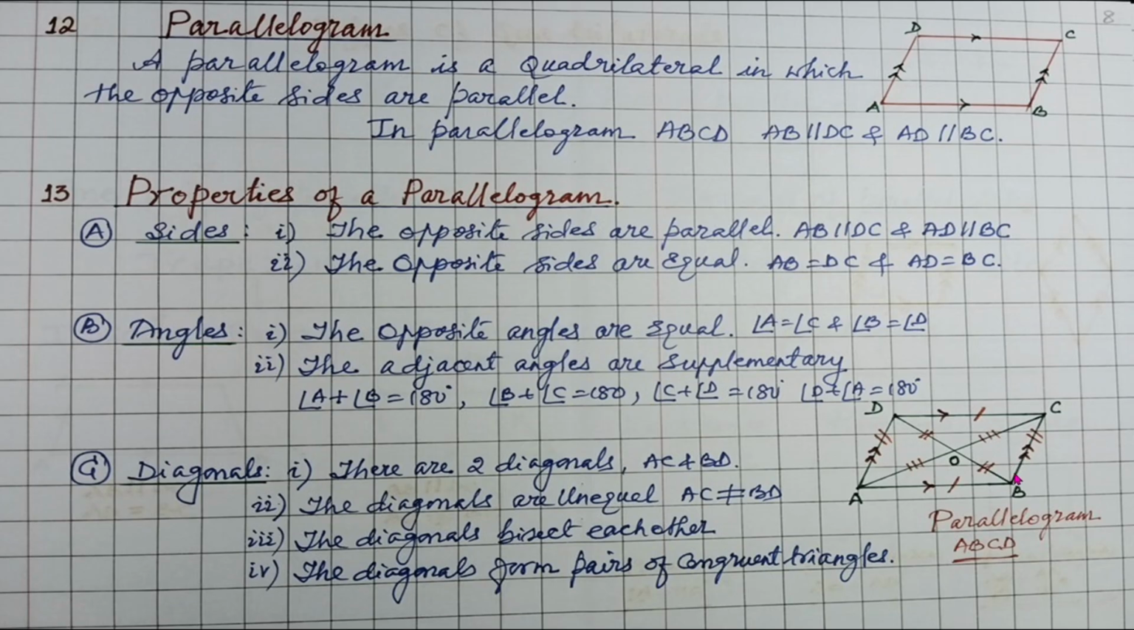The diagonals bisect each other. That means the diagonal AC and BD bisect each other. It means that the point O is the midpoint of both the diagonals, or OA is equal to OC and OB is equal to OD. Remember that. And the diagonals also form pairs of congruent triangles. These two diagonals divide the parallelogram into pairs of congruent triangles. Rather, triangle AOB is congruent to triangle COD, triangle AOD is congruent to triangle COB and so on. So please remember that the diagonals of a parallelogram divide it into pairs of congruent triangles.